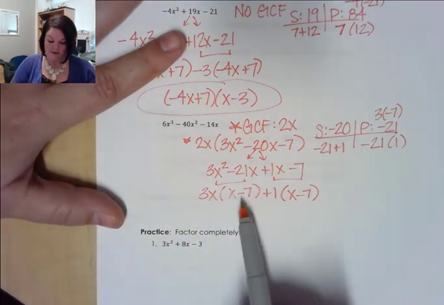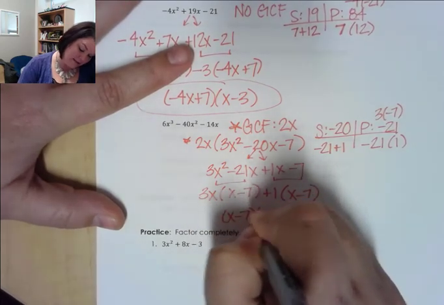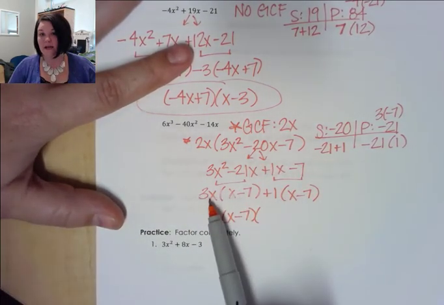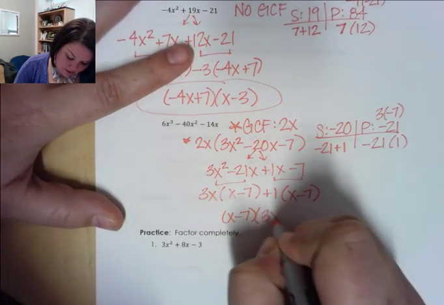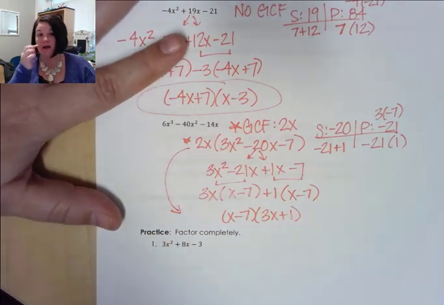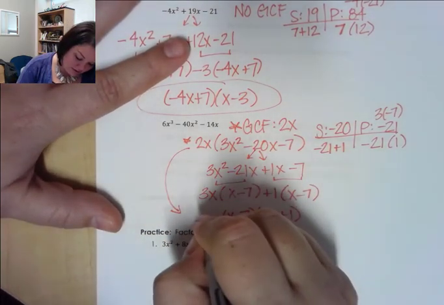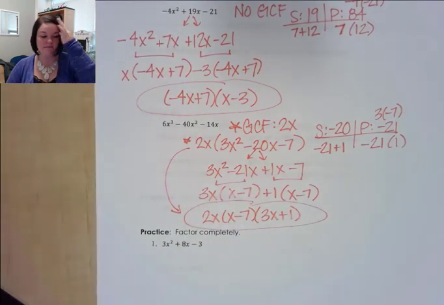Okay. And now that their leftovers match, I can go ahead and take that out, x minus 7, and I'll be left with 3x from the first pairing and a positive 1 from the second pairing. 3x plus 1. And then I just have to remember to put that greatest common factor back on the front. I'm going to put my 2x out front. And then I'm done. Okay.